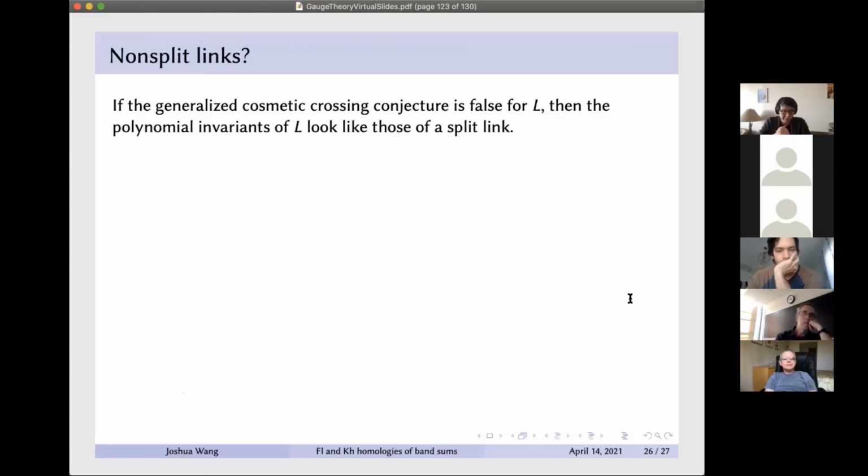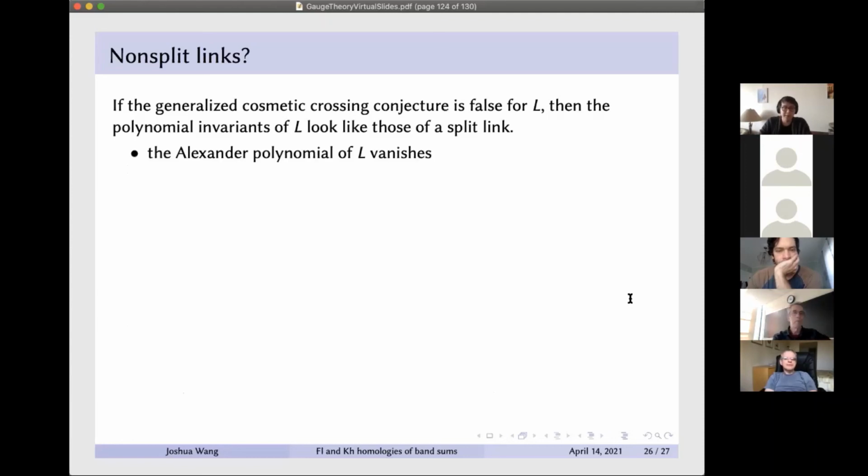So I've proven it for split links. So what remains are non-split links if you're taking it from this approach. And you can just see from the skein relation that if the generalized cosmetic crossing conjecture is false for a given two-component link, then its polynomial invariants look like it's a split link.